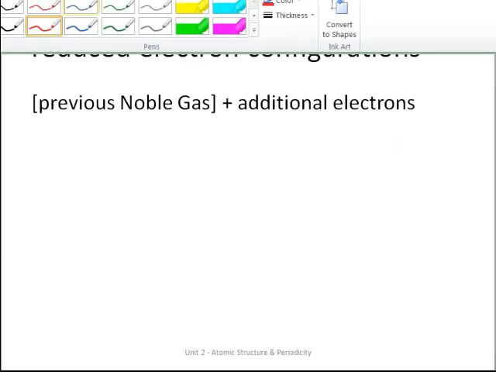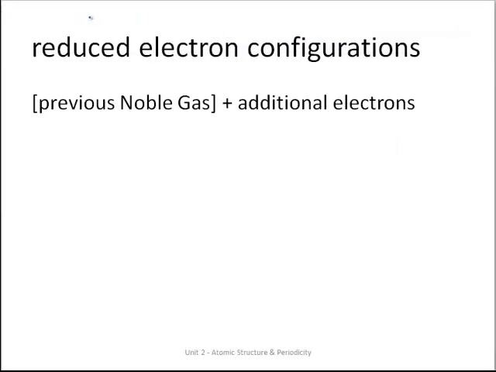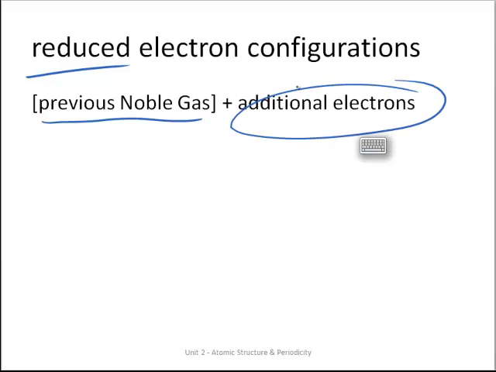Okay, so here is another way we can write the electron configuration, and this would be a form of reduced electron configuration. What we're going to do there is put the previous noble gas elemental symbol in brackets, because that's always going to be the same for a given element, plus any additional electrons that we need to add. Okay, so if we took a look at selenium, the previous noble gas is argon.